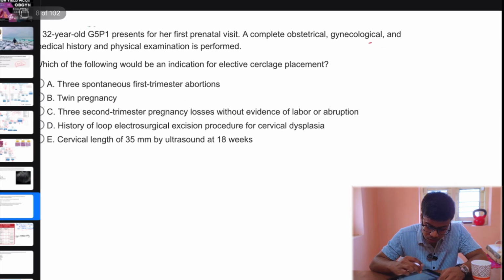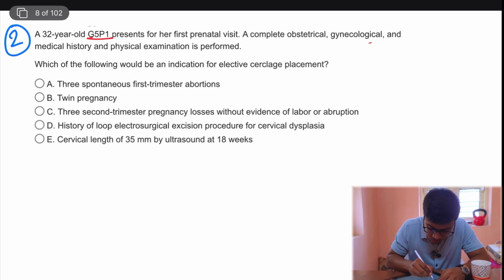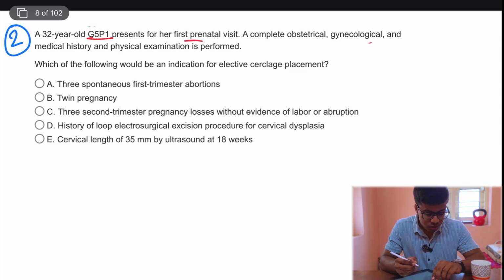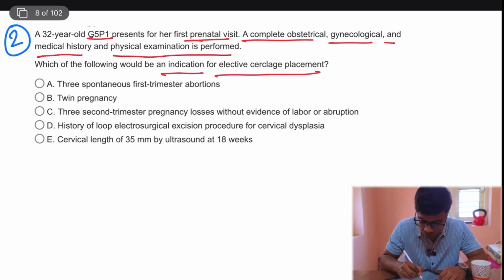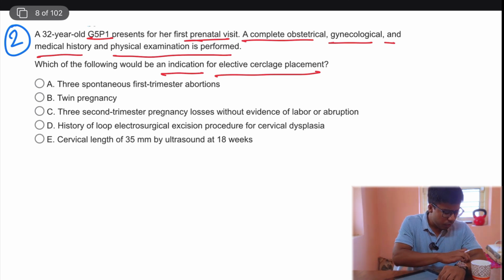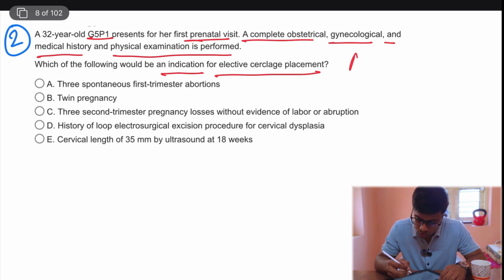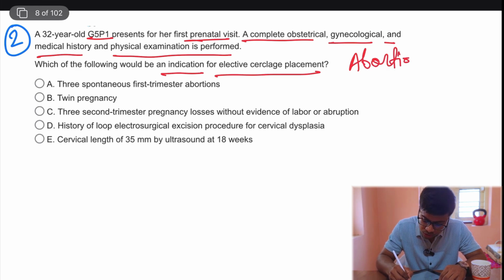Now coming to the next question: a 32-year-old G5P1 presents for her first prenatal visit. A complete obstetrical, gynecological and medical history and physical examination is performed. Which of the following would be an indication for elective cerclage placement? Elective cerclage placement must be done in case of cervical incompetence, if the cervix is not competent.